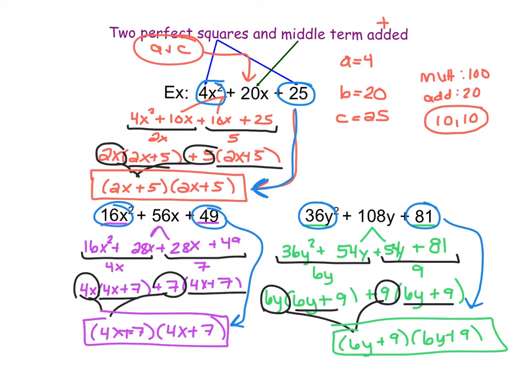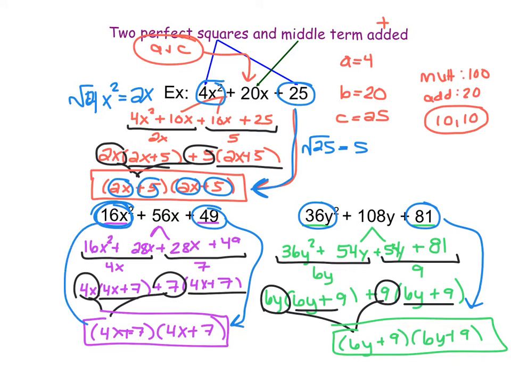And what you should also be noting is that if you square root A and C, so say we square root 4x squared, that becomes 2x, which is the first number in each parenthesis. And if I square root my 25, I get 5, which is the second number in each parenthesis. And then if I look down below, I start to see the same thing. The square root of 16x squared is 4x, first number in the parentheses. Square root of 49 is 7, second number in parentheses. Then if I look at the third example, square root of 36y squared is 6y, first number inside of the parentheses. Square root of 81, second number inside of the parentheses.